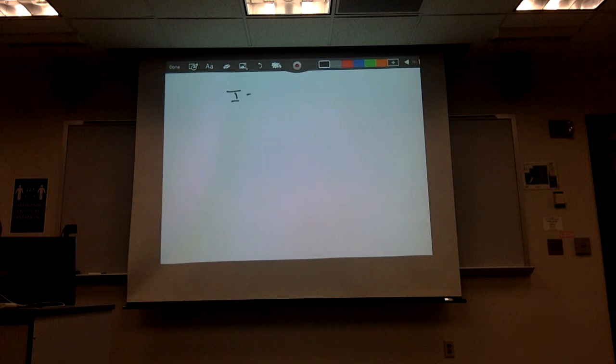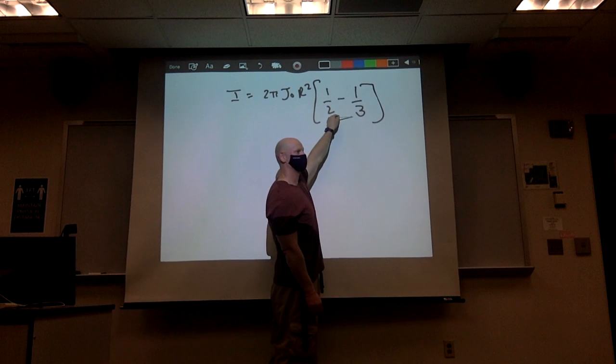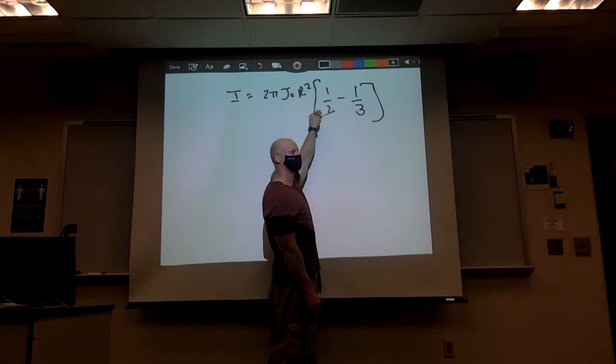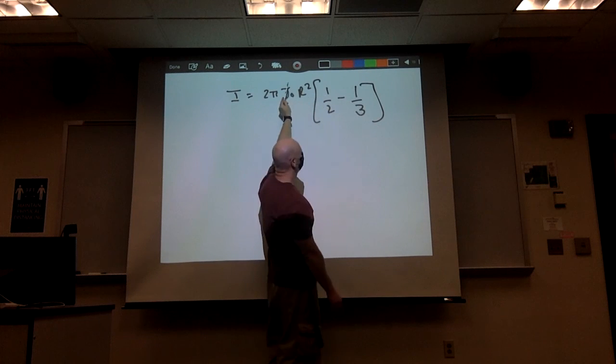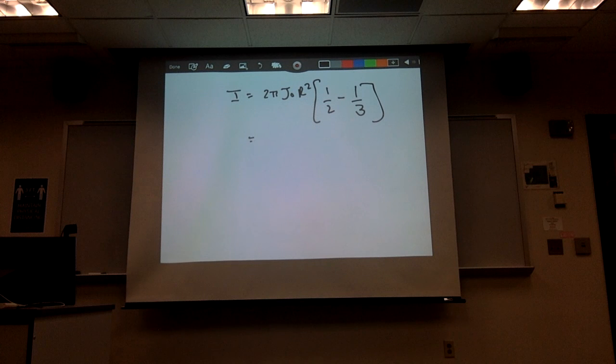So finally, I'm going to get the current is going to be equal to 2 pi J0. Factor out the R squared. And I'm going to get a 1/2 minus a 1/3. Best thing to do is find a common denominator, which is 1/6. So I'm going to get a 3/6 minus a 2/6. That's 1/6. So it's going to be the same thing as 2 pi J0 R squared over 6.